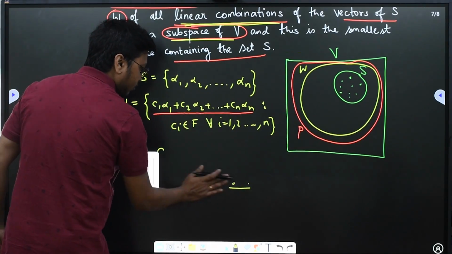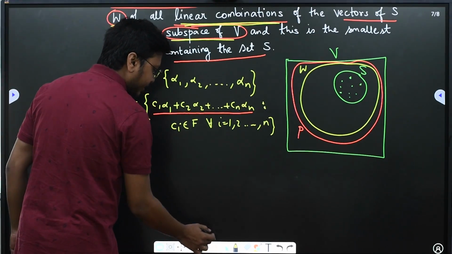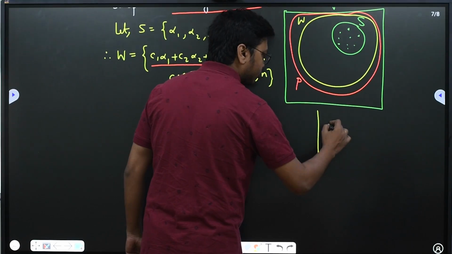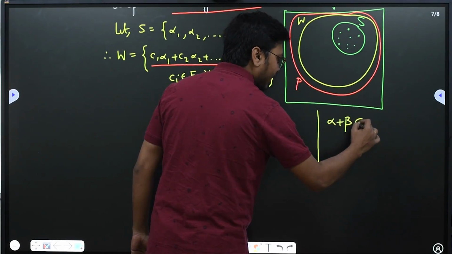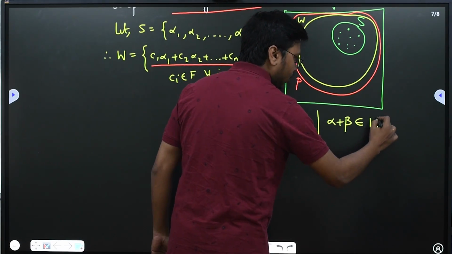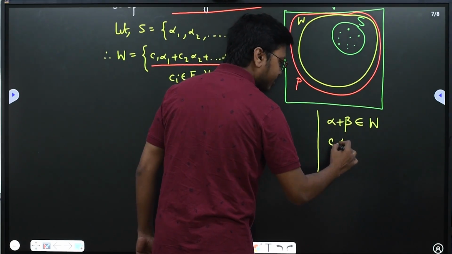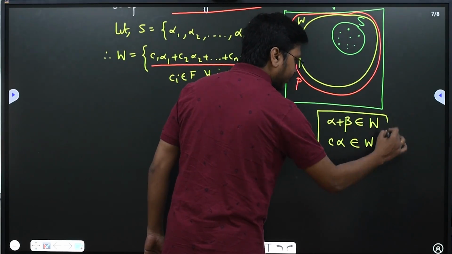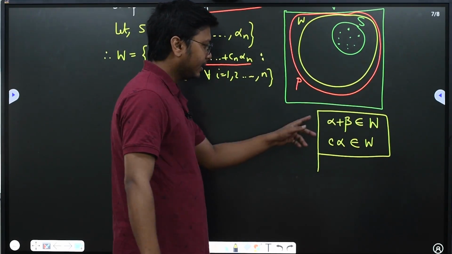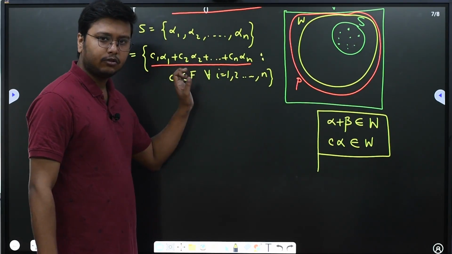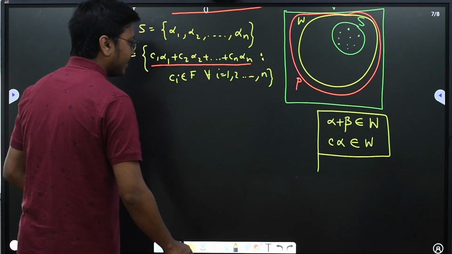Again, let's recollect that if I want to show that something is a subspace, I need to show that the addition of two arbitrarily taken elements from that set is going to belong to the set, and some constant times an element of the set is going to belong to that set, right? So these were the two necessary and sufficient conditions for a set to form a subspace.